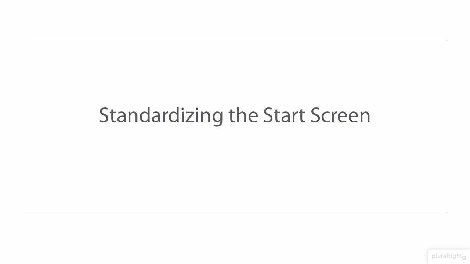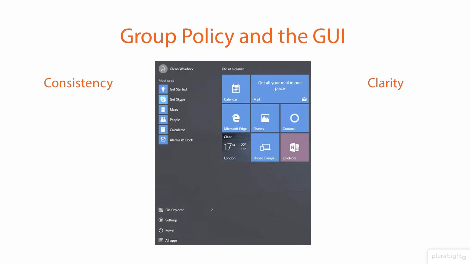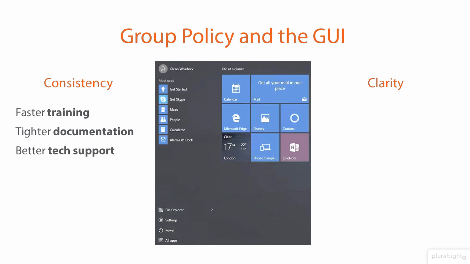Standardizing the Start screen. In this section, I'll show you how to use group policy to deploy specific Start screen tile layouts to users, which is really another way of defining a portion of their user state. Now, some of the reasons we might want to do this are to achieve greater user interface consistency, which conveys the benefits of faster training, more concise documentation, and better tech support.